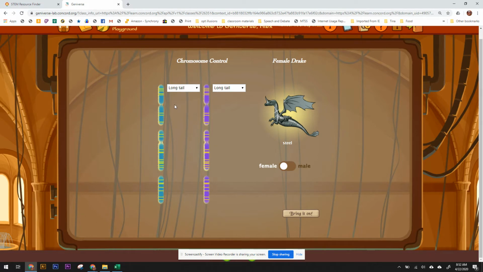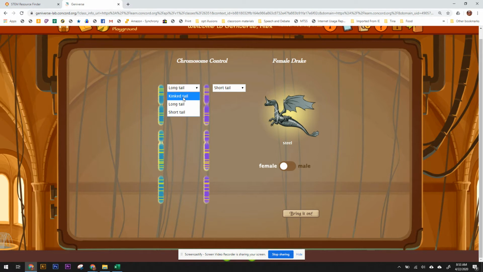So the way to do this is to pair them up with the other alleles and see what the phenotype is. So long tail, kinked tail. It looks like that still produces the phenotype long tail. Long tail, short tail produces the phenotype long tail. So that means that long tail is dominant to both of these, as I'm sure you were thinking. So let's take a look at the other trait.